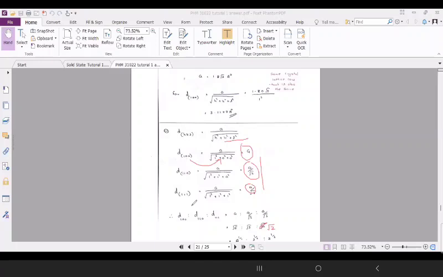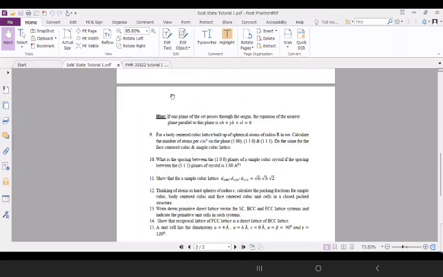So you can easily tell the interplanar distances have this kind of ratio. This is the easiest question based on the interplanar distance calculations. It's very easy, so please check it before your assessments and exams, right? Okay, then let me go to the next part of the tutorial.